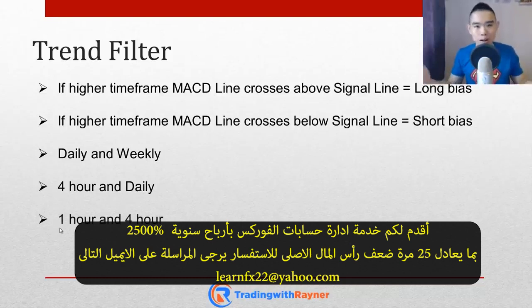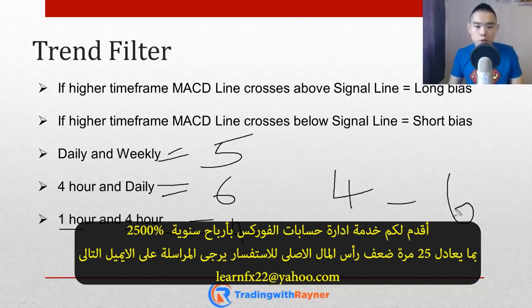If you are trading on the 1-hour time frame, then you can refer to the 4-hour time frame as your higher time frame. So you're pretty much using between a factor of 4 to 6. So what is 4 to 6, right? If you just take this 4-hour over here, divide by 1, that is a factor of 4. The daily has 24 hours, divide by 4, that's a factor of 6. Weekly has 5 daily candle bars, so that's a factor of 5. So anywhere between a factor of 4 to 6, that would be your higher time frame.